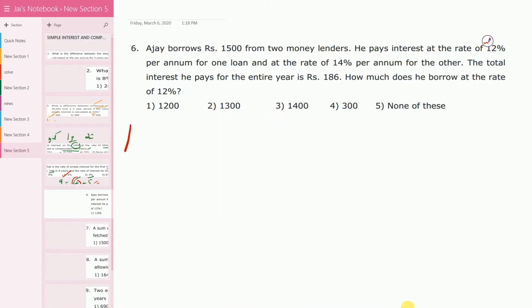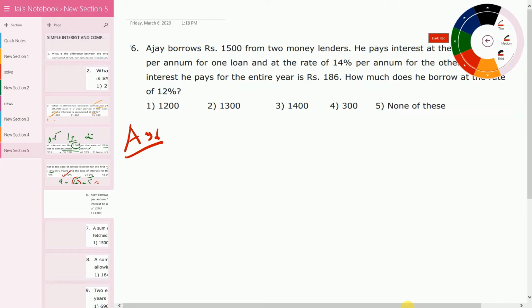Now coming on to the next question. Basically the questions are really simple. You just need to apply the basic formulas in simple interest and compound interest questions.